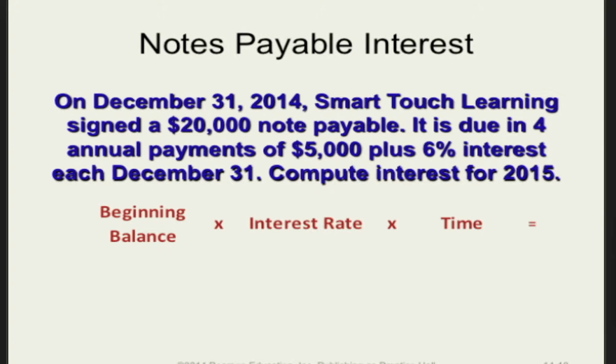Going back to the note that Smart Touch Learning borrowed on December 31st, 2014, remember that the principal borrowed was $20,000. The note called for an annual interest rate of 6%. Compute the amount of interest owed at December 31st, 2015. Well, we multiply the principal of $20,000 by the interest rate of 6%. And then we multiply the time times 1 because we're talking about 1 full year. So the interest to be recorded for this period is $1,200.